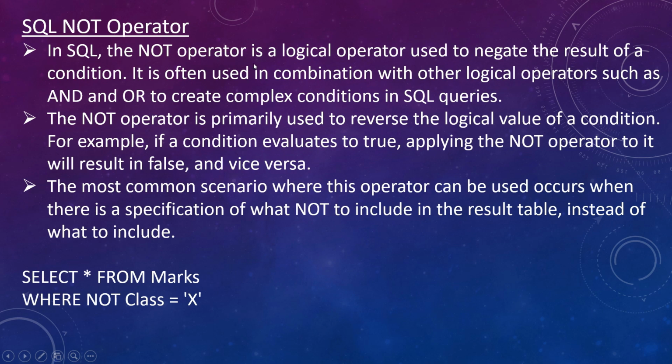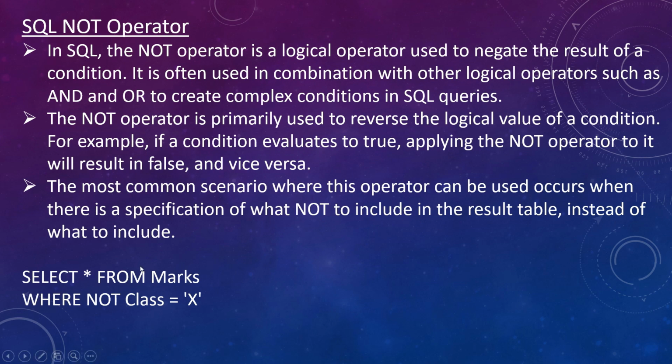In SQL, the NOT operator is a logical operator which is used to negate the result of a condition. It is often used in combination with other logical operators such as AND or OR to create complex conditions in SQL queries. The NOT operator is primarily used to reverse the logical value of a condition. For example, if a condition evaluates to true, applying the NOT operator to it will result in false and vice versa. The most common scenario where this operator can be used occurs when there is a specification of what not to include in the result table instead of what to include.